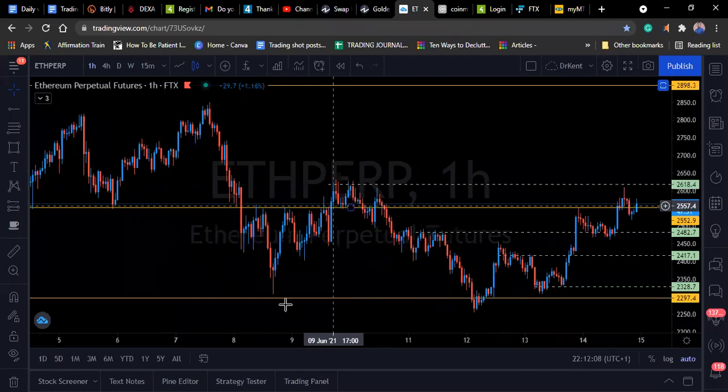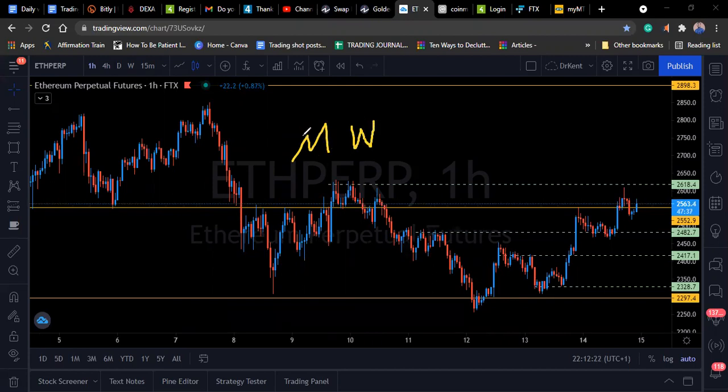We'll start with looking at what is called M's, and the opposite of M is W. So this is double top and double bottom. Double top, one top, second top. Double bottom, one bottom, second bottom. Now, if you look all over your chart, you will see a lot of these patterns. In fact, almost everywhere. Just by looking here, I can see this is a double bottom.